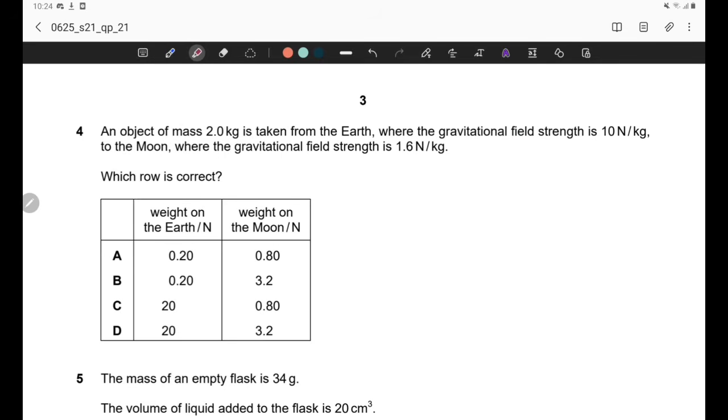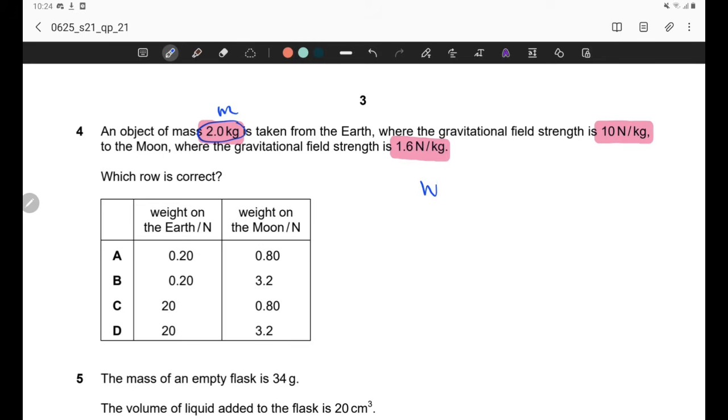Question: An object of mass 2 kg is taken from the earth, where the gravitational field strength is 10 Newton per kg, to the moon, where the gravitational field strength is 1.6 Newton per kg. Which row is correct? Weight on earth and weight on moon, both we need to calculate here. So we are provided with the mass of the object, that is 2.